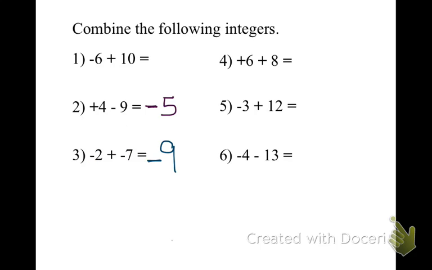We're going to take a look at example number 4. I have the same sign, so all I do is add them up. What's 6 plus 8? It's 14. I have a positive, it's going to be a positive 14.